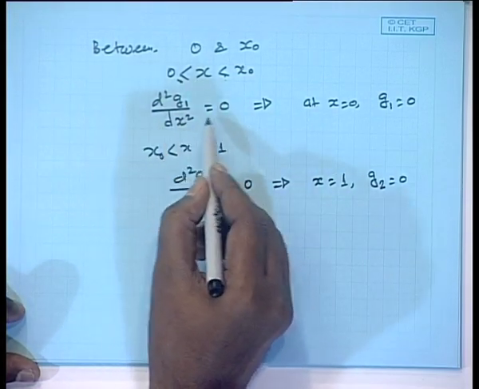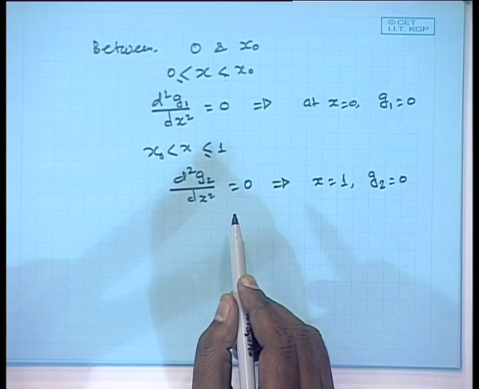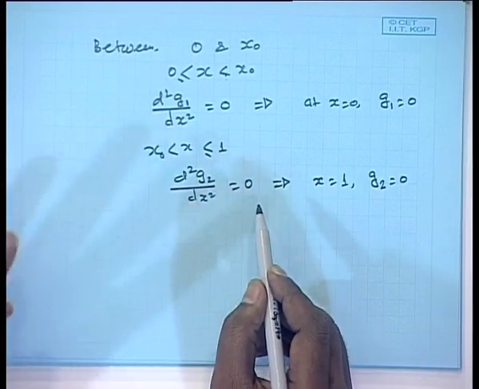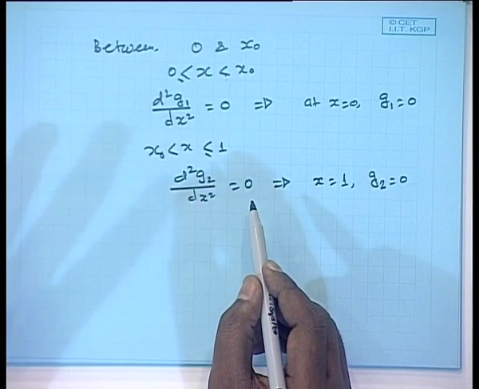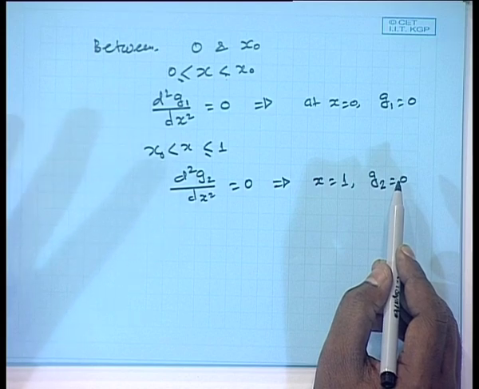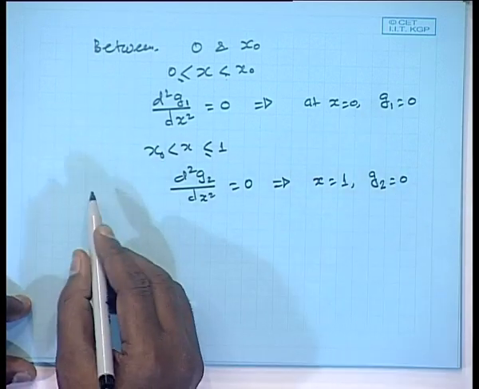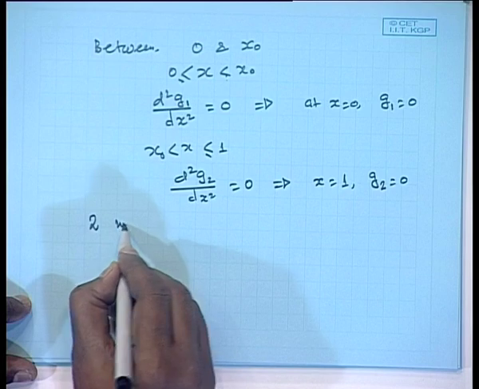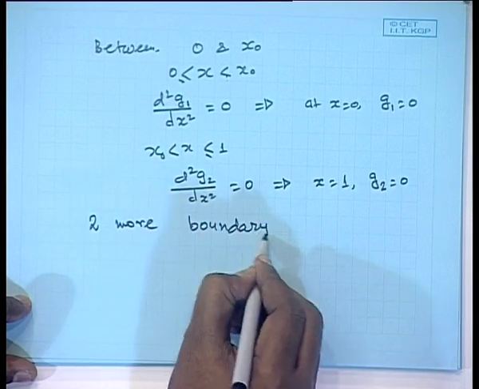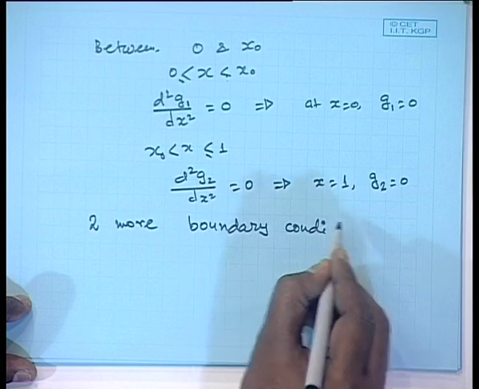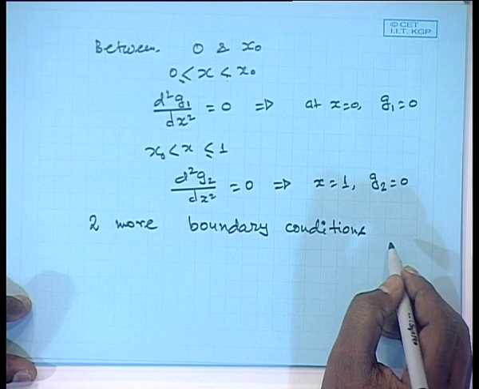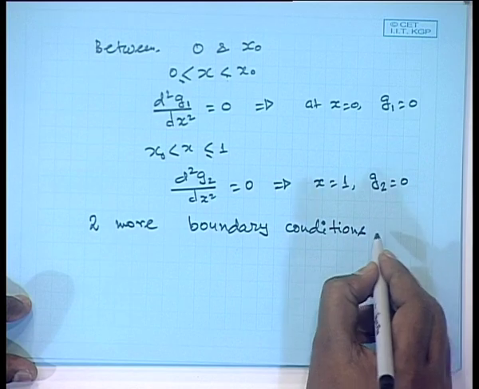Now, to get a solution of this, you must be requiring two boundary conditions. Similarly, here you must be requiring two boundary conditions. So, that means there are four boundaries to be specified, and you have specified only two boundaries. So, you require two more boundary conditions to be specified. We will be solving a complete problem after this. So, the calculation procedure will be clear to you.